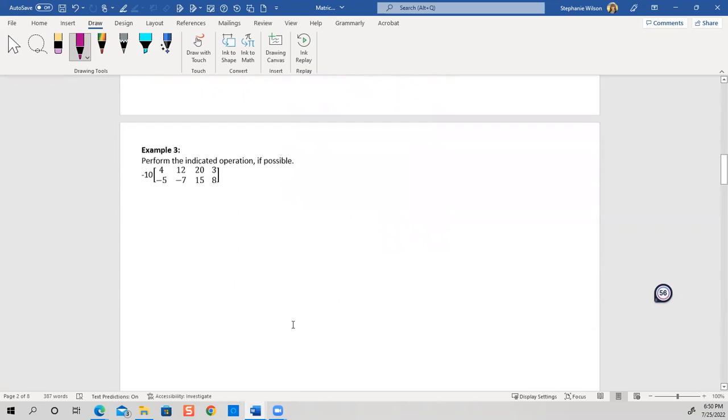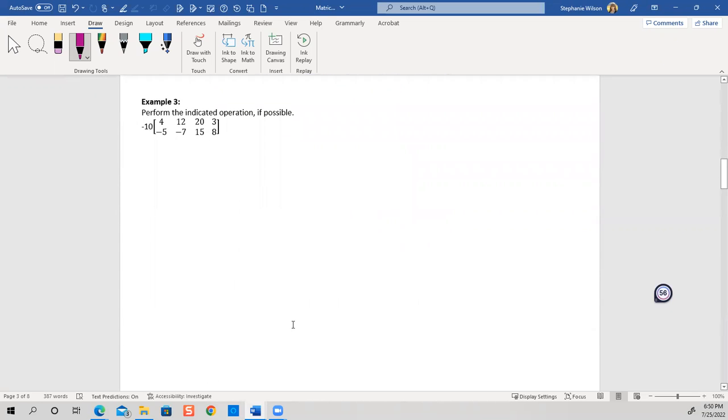Okay, number 3. Number 3 says we're going to distribute this -10 to everything inside the matrix. So I got -10 times that 4. I got -10 times that 12. I got -10 times that 20. -10 times that 3. I got -10 times -5. -10 times that -7. -10 times that 15. -10 times 8. All right.